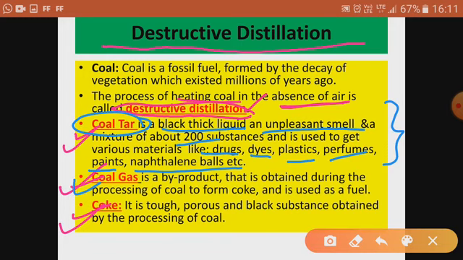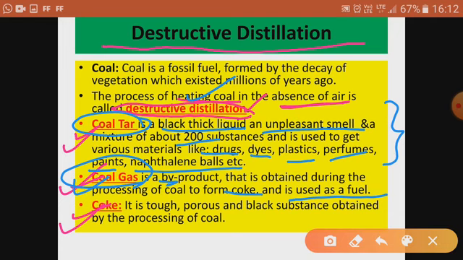Then another is coal gas. It is a byproduct obtained from this process only, destructive distillation, during the processing of coal to form coke. During the processing of coal into coke, we get coal gas as a byproduct, and it is used as a fuel. So coal gas is used in many industries as a fuel, and we get it during the process of destructive distillation.